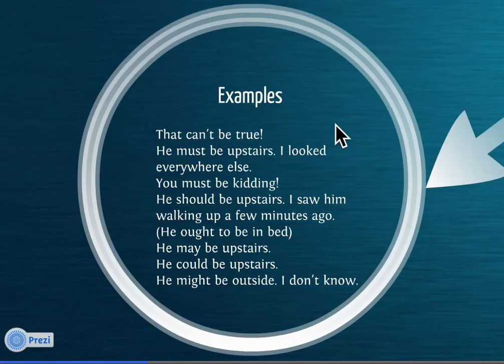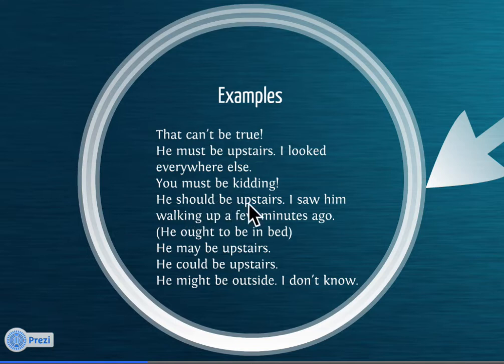For example, if you say, that can't be true, that's impossible, I'm sure that it's not possible. Or with must, he must be upstairs. I looked everywhere else, so my certain conclusion is that he must be upstairs. Or I am sure that you must be kidding. That can't be true, so you must be kidding. That's my certain conclusion.